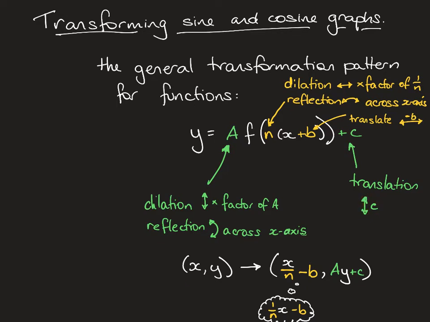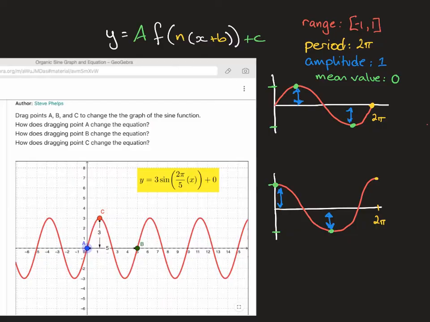And so if you follow the mapping of x and y through this function, what you get is that x maps to x on n minus b, and that y maps to ay plus c. And if you want to think about the x values in a slightly different way, you can think about it as 1 on n times x minus b. So let's have a look at what these transformations have on the properties of our sine and cos curve.